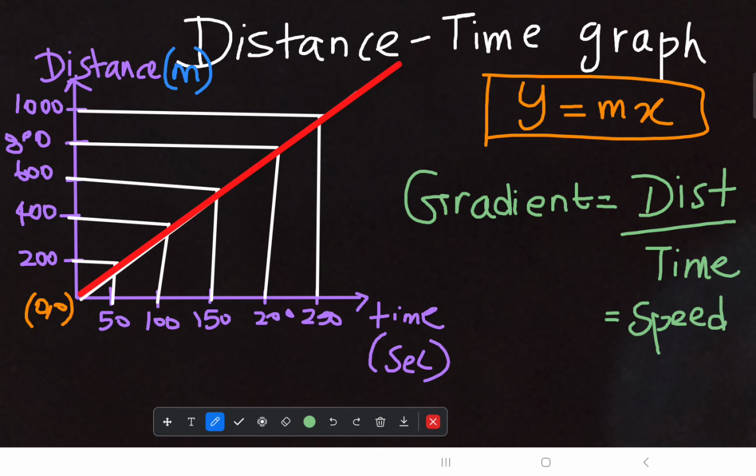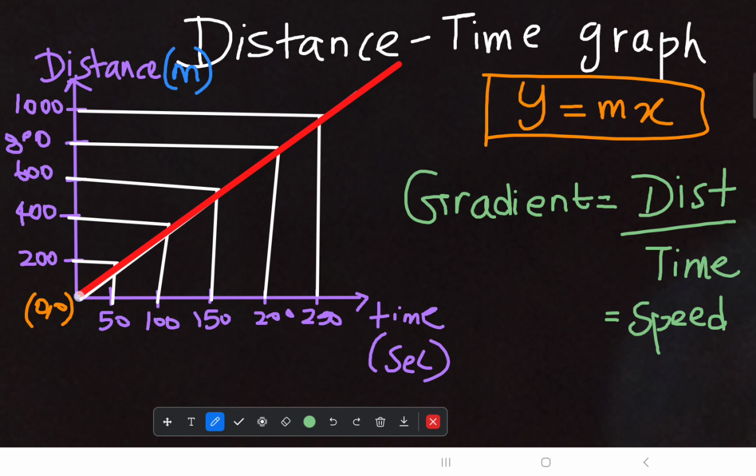As we already know, gradient is the y coordinate difference upon the x coordinate difference. Here our y coordinate represents distance and the x coordinate represents time. So distance divided by time will give you speed. So the gradient of this distance versus time graph gives you the speed of the object in motion.